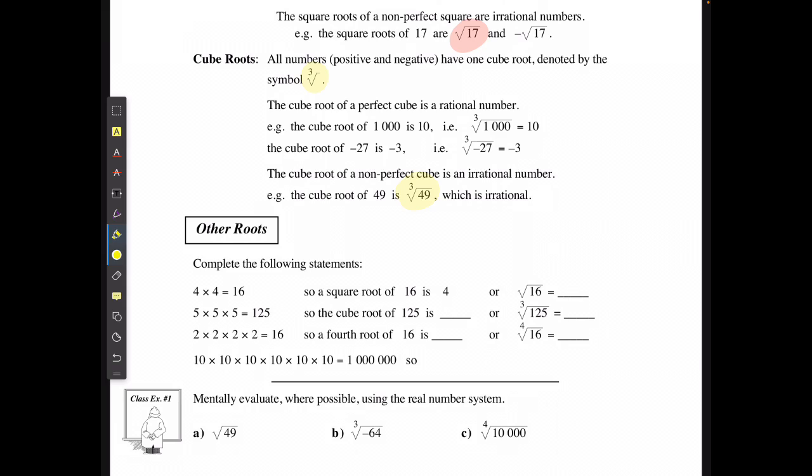So, if I'm looking at roots, then I could say that if 4 times 4 is 16, the square root of 16 is 4, or the principal square root of 16 is going to be 4. 5 times 5 times 5 is 125, so the cube root of 125 is going to be 5, or I could write it like this with the radical symbol, cube root is 5. If 2 times 2 times 2 times 2 is 16, then the fourth root of 16 is going to be 2, or the principal fourth root of 16, just the positive version, is going to be 2.